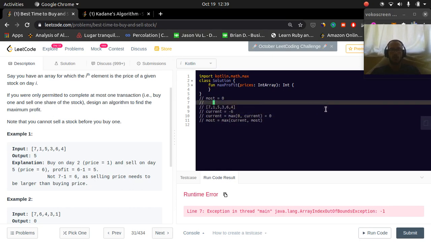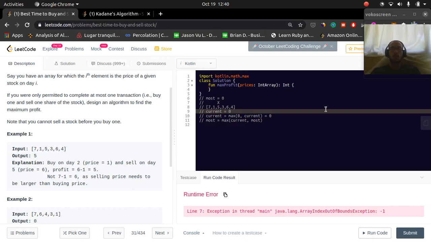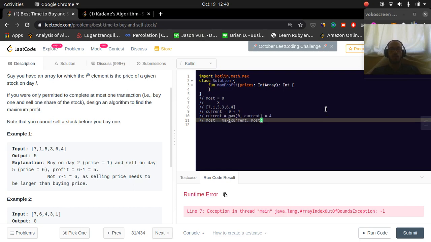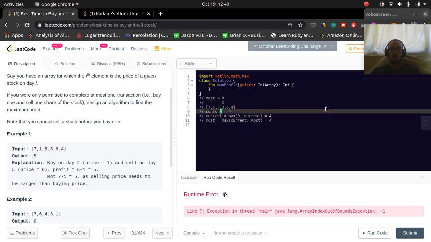Okay, so next day. Do we want to buy on day 1 and sell on day 2? Well, that would give us a current profit of 4. So 0 and 4, we're going to take 4, and then most is going to be max of 0 and 4, so this is going to equal 4. Okay, so we're updating here. So current is now 4. We're going to move up.